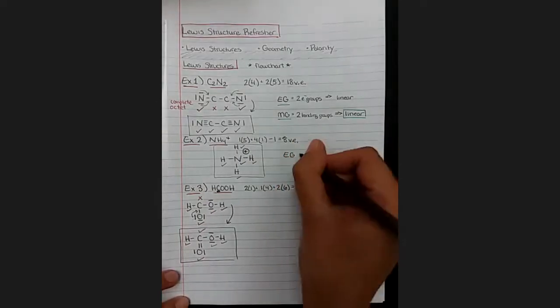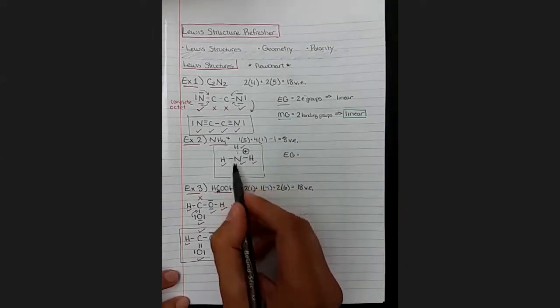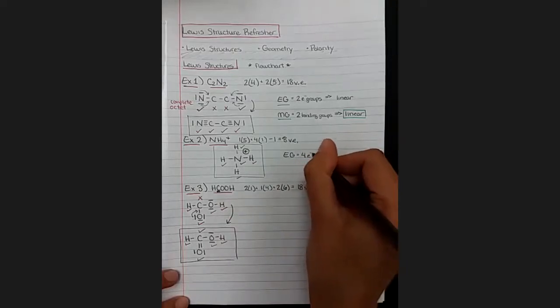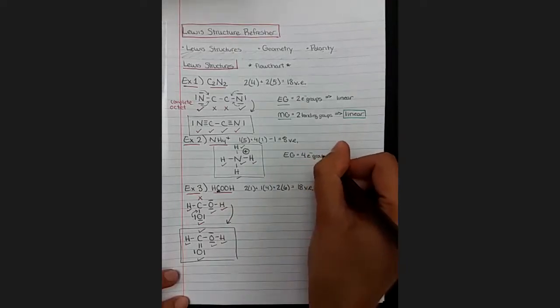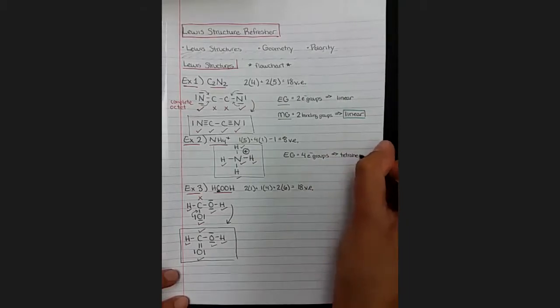So nitrogen is the central atom here, and nitrogen has 4 electron groups attached for those 4 hydrogens. So there's 4 electron groups, and we call a molecule with 4 electron groups tetrahedral. This is going to be a favorite in organic chemistry.